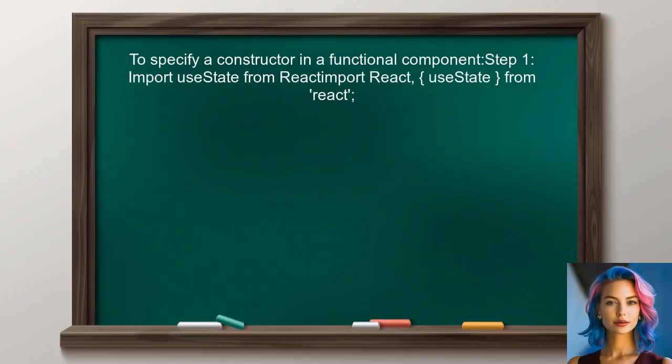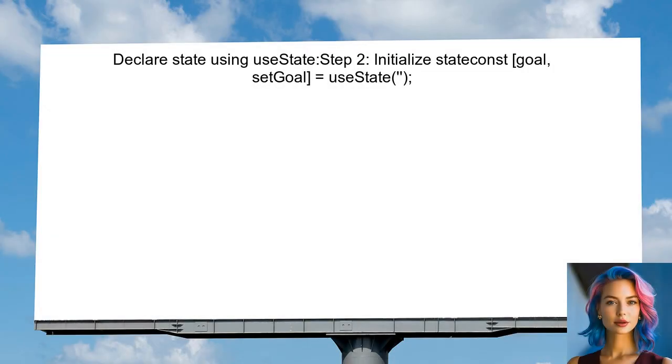To specify a constructor in a functional component, the user can utilize the useState hook from React. This allows them to manage state without needing to extend React.Component. Next, the user should declare the state variable and its updater function using the useState hook. This can be done at the beginning of the functional component.